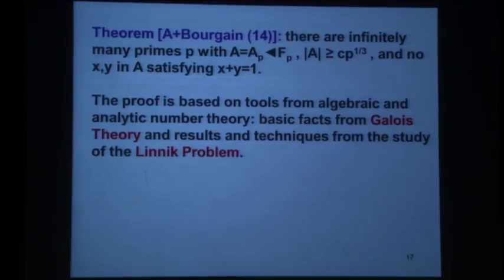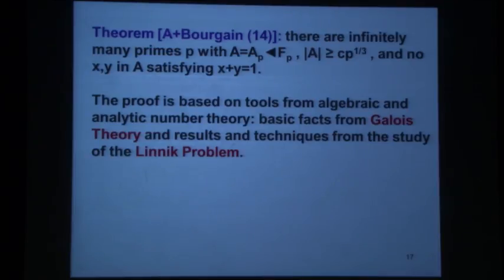So the claim is that there are infinitely many primes p, and there are multiplicative subgroups that are pretty big. So not p to the 3/4, but p to the 1/3, again up to a constant, which are sum-free, with no solution to x plus y equals 1. And I want to tell you something about the proof of this, because I like it. It's kind of nice. This is more number theory and combinatorics, and it will use a little bit of algebraic number theory, just some basic Galois theory, and then it will use some facts from analytic number theory, basically about the Linnik problem.